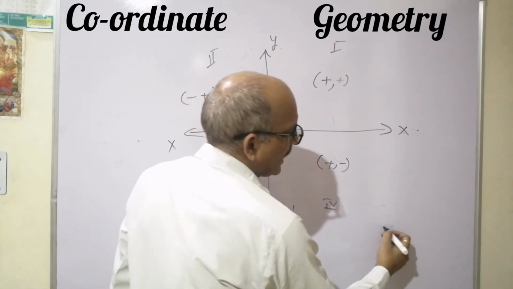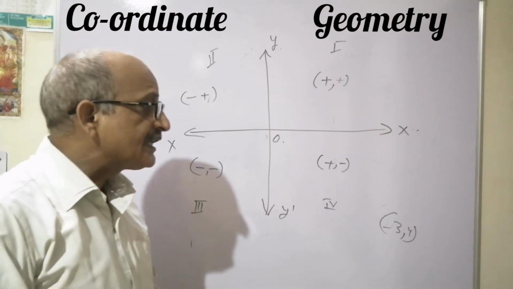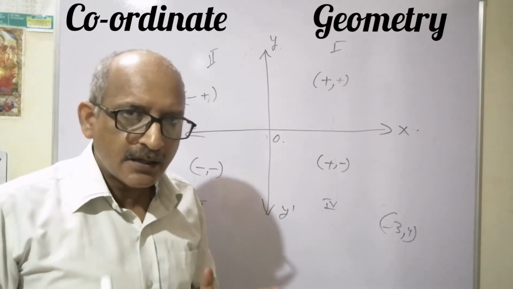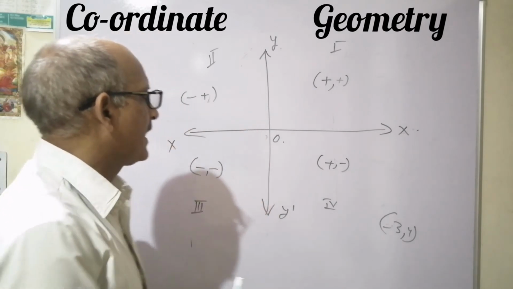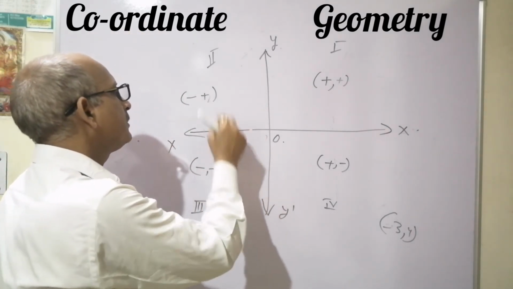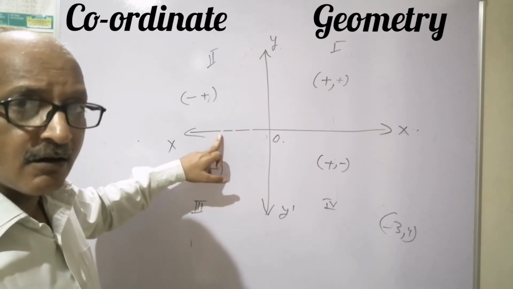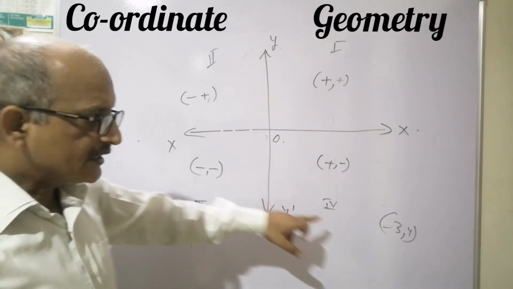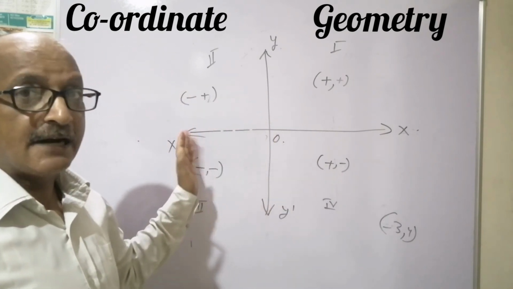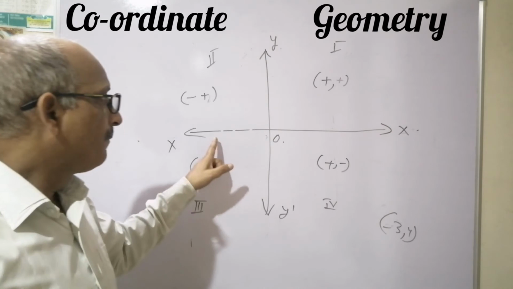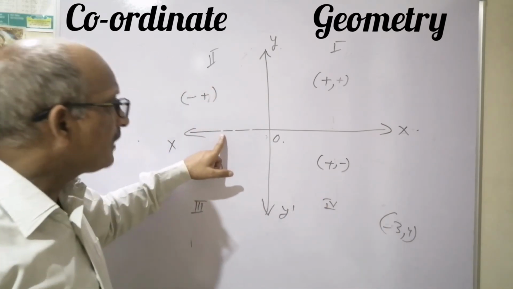If I am interested in writing here (-3, 4), what does it mean? The street number is minus 3. The street number is represented by the x value, so it will come 3 units to the left side. 1, 2, 3. This is street number 3. The x coordinate is minus 3 now. Street number minus 3 means that the x coordinate is minus 3. So we have to go to the left side first for the x value, minus 3. And after that y is positive 4.